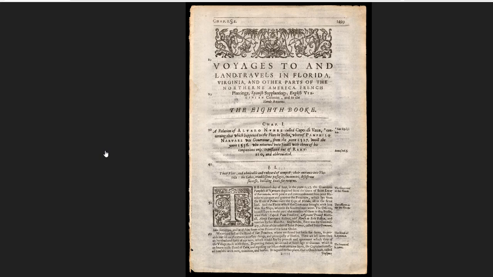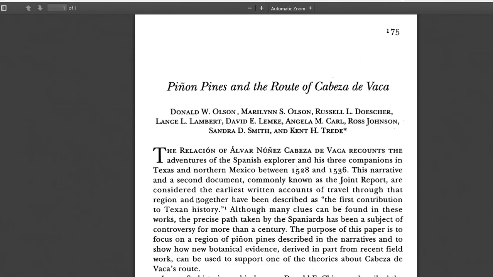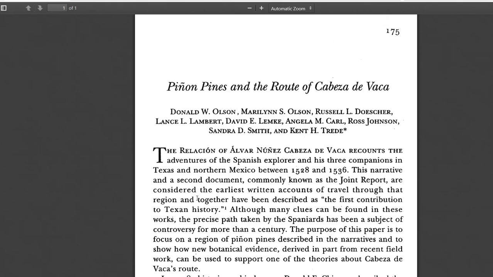Later writings about Cabeza de Vaca's work would be considered secondary sources. For example, here's an article that is a secondary source because it uses Cabeza de Vaca's work to inform the research of a scholar in a later period.